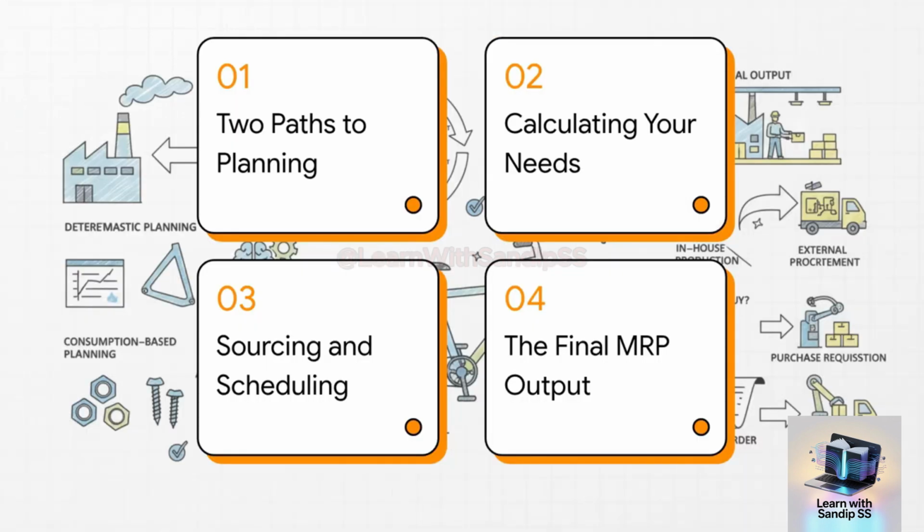So here's our game plan. First, we'll look at the two big philosophies when it comes to planning. Then, we're going to get into the real nitty-gritty of how the system calculates what you need. After that, we'll see how it makes that classic make versus buy decision and schedules everything. And to wrap it all up, we'll look at the actual actionable results that drive the entire factory floor.